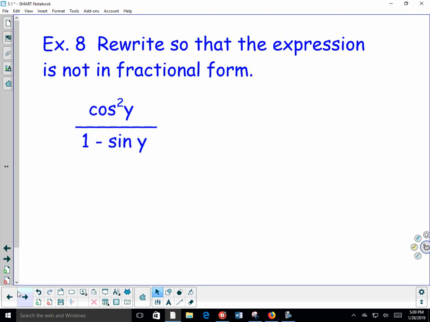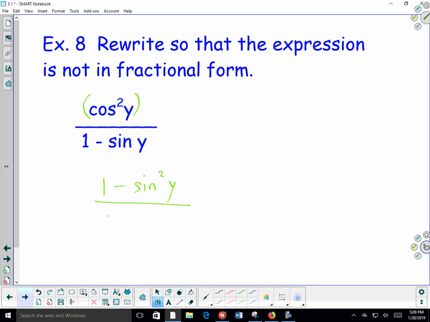All right, let's take a look at number 8. This one says rewrite so that the expression is not in fractional form. So let's say we didn't want a fraction. Well, what we could do is rewrite, using an identity, cosine squared y. What's our flashcard say about that? That it's really the same as 1 minus sine squared y.